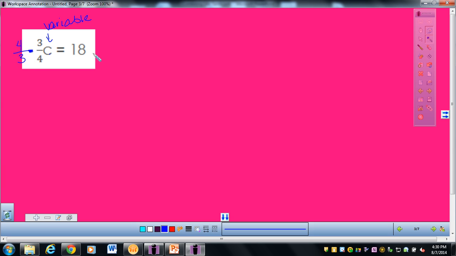And what I do to one side, I'm going to do to the other side. That means I'm going to multiply this by 4/3. These are going to cancel out, leaving me just with the variable on the side. I'm going to have 18 times 4/3. This does not have a denominator, so we're going to give it a denominator of 1, because any whole number that you have here that does not have anything underneath always has a denominator of 1.